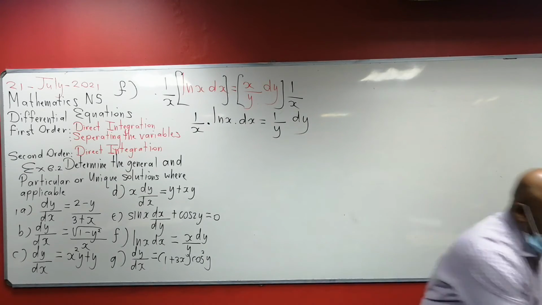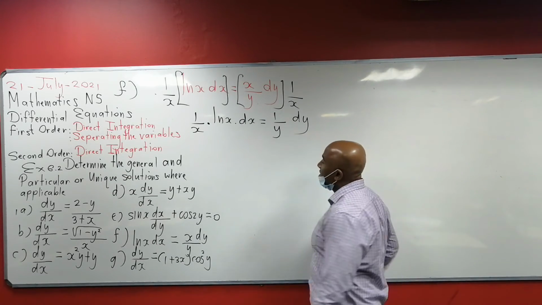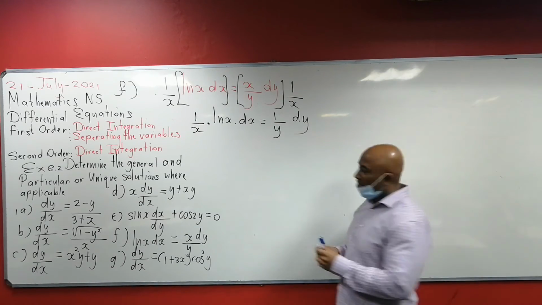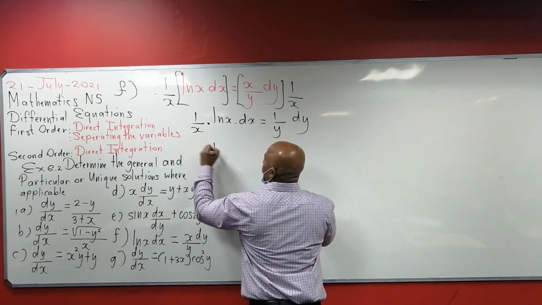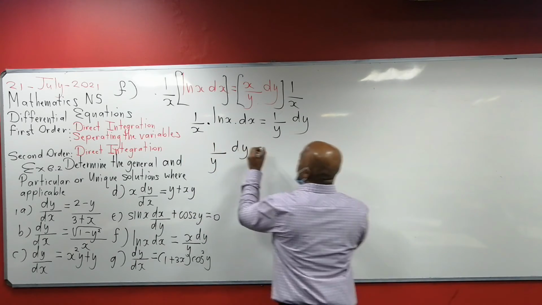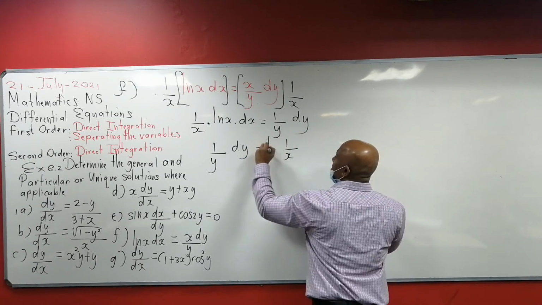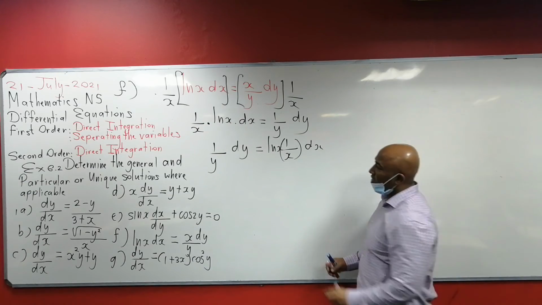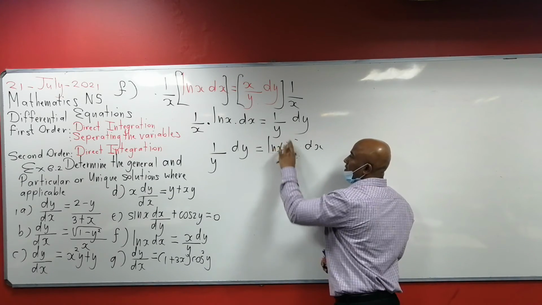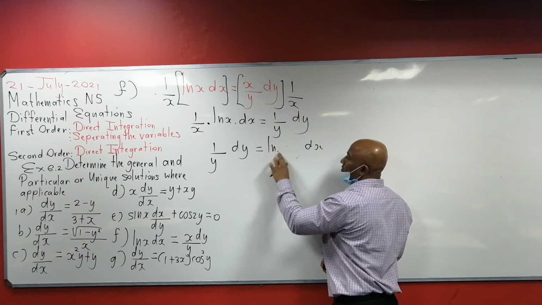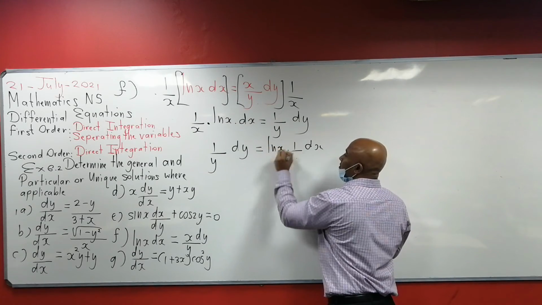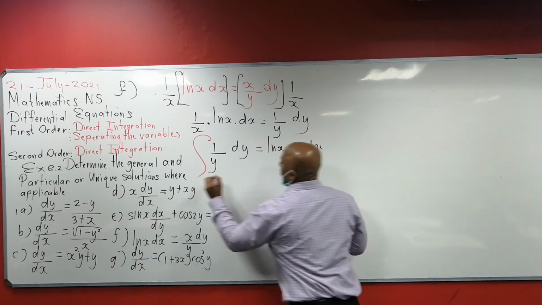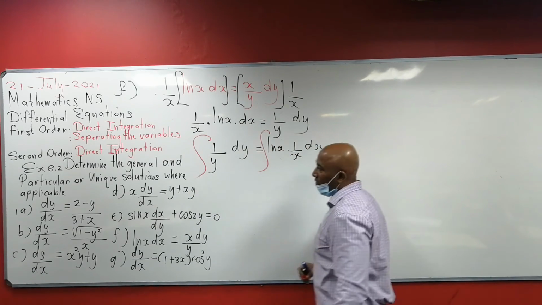Right, so let's see. Since what I did there, I'm just going to transfer everything, all the y's, to the left. So I've got 1 over y dy is equal to 1 over x, then x times 1 over x dx. Notice now, right, so now we can integrate both sides. So if I put my integration sign in now.